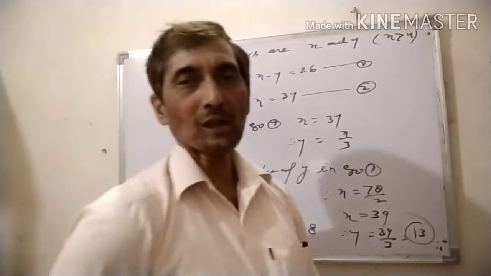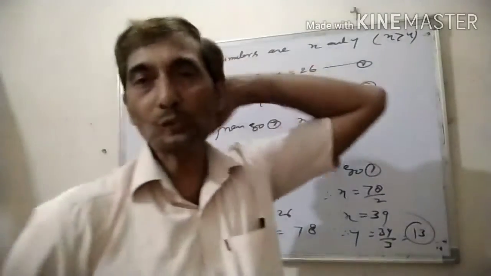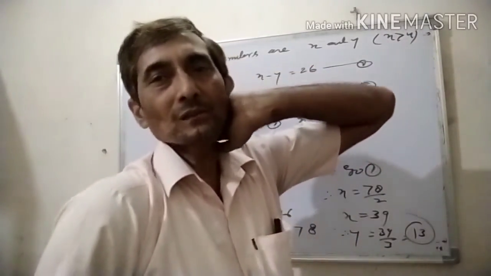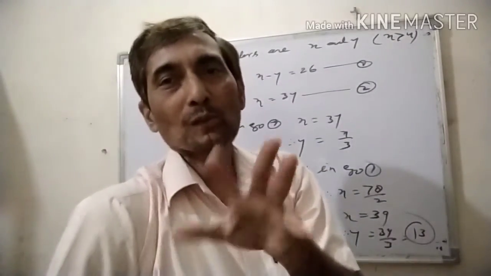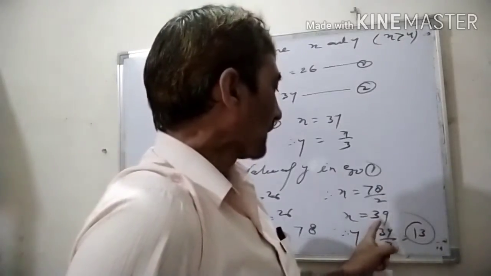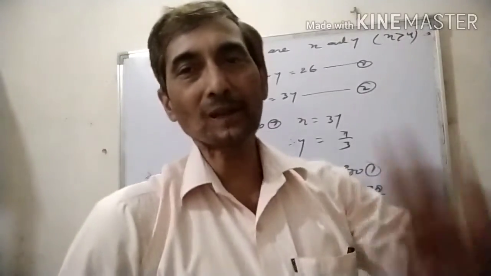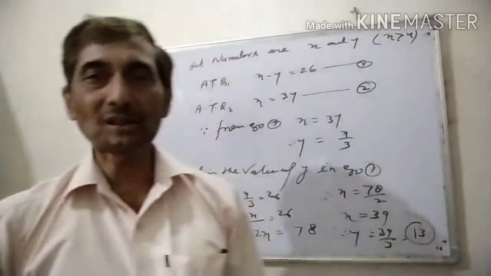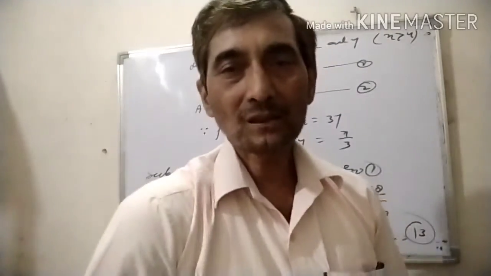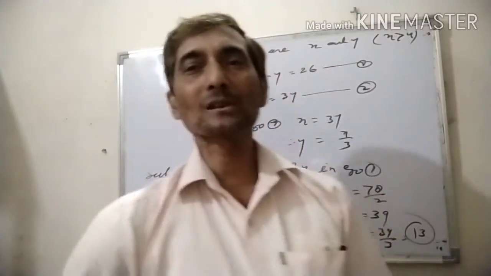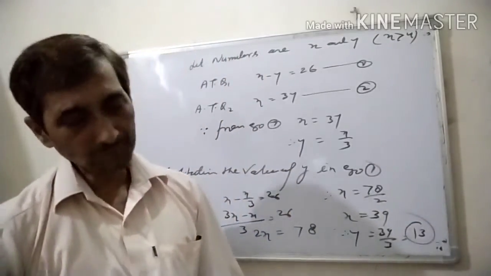If you want to check your answer, then compare your answer with the condition of the question. What is the condition of the question? The condition is that the difference of the numbers be equal to 26. 39 minus 13 is equal to 26. Your first condition of the question is satisfied. Second is one is 3 times the other: 39 is equal to 3 into 13. Therefore your second condition is also satisfied. Then you can say that your answer is right. Your solution is correct.